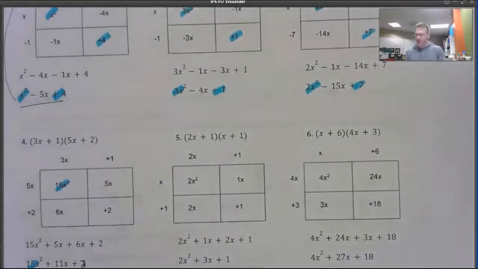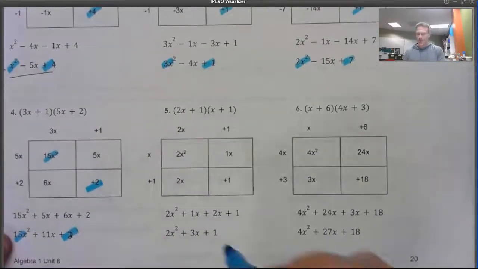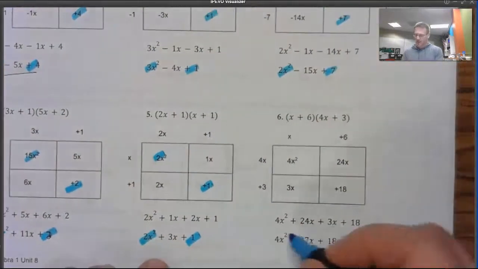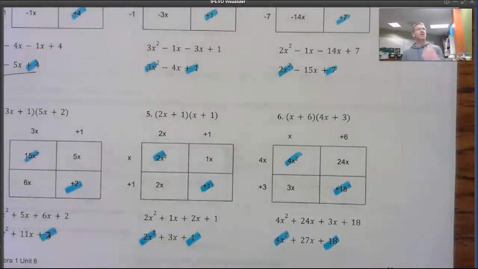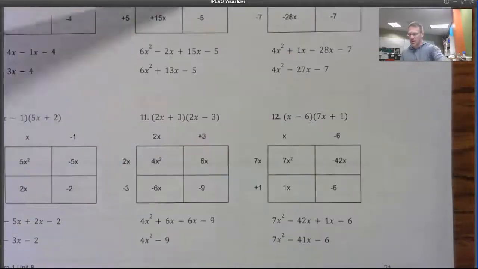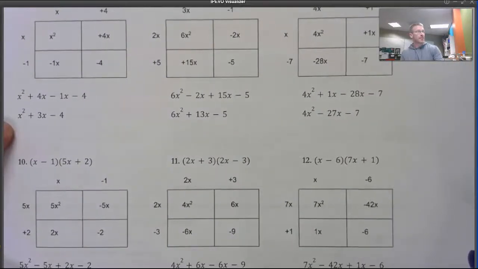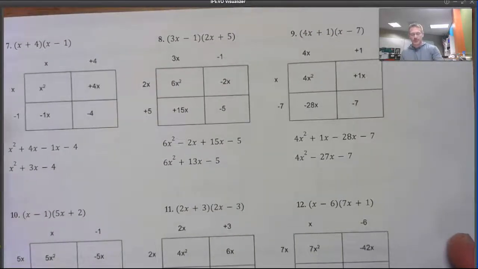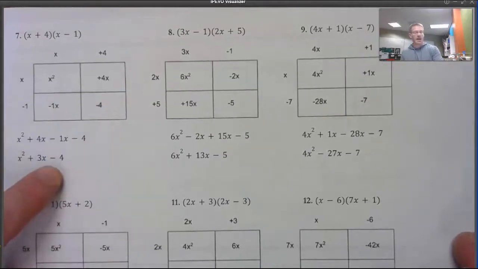So that should be a +2. All right, so +2, +2. 2x squared, 2x squared. 1, 1. 4x squared, 4x squared. 18 and 18, right? So we can see that every time, and if you were to continue that all the way through problem 12 here, you can see that every time we do these problems, the first term and the last term are in the first box and the last box.